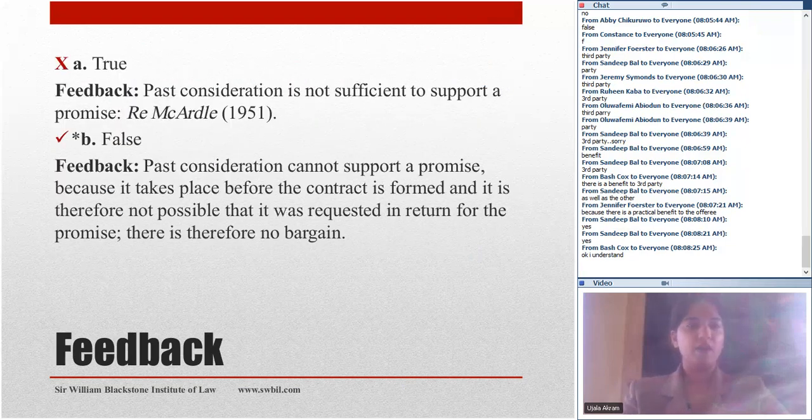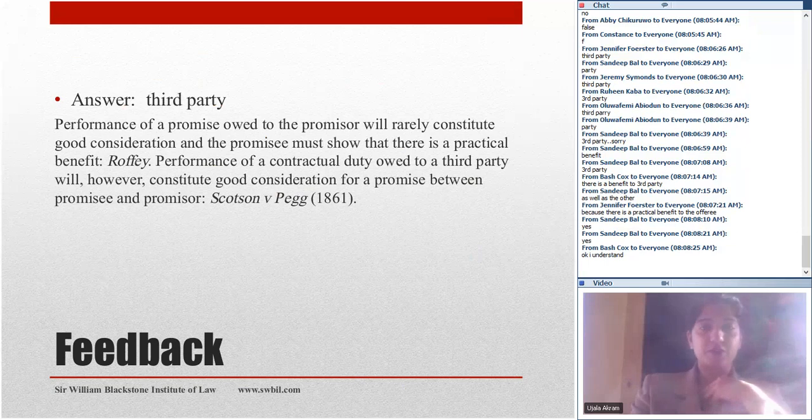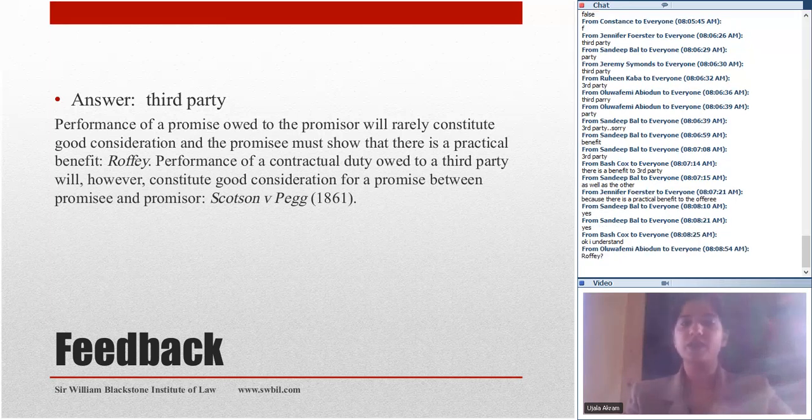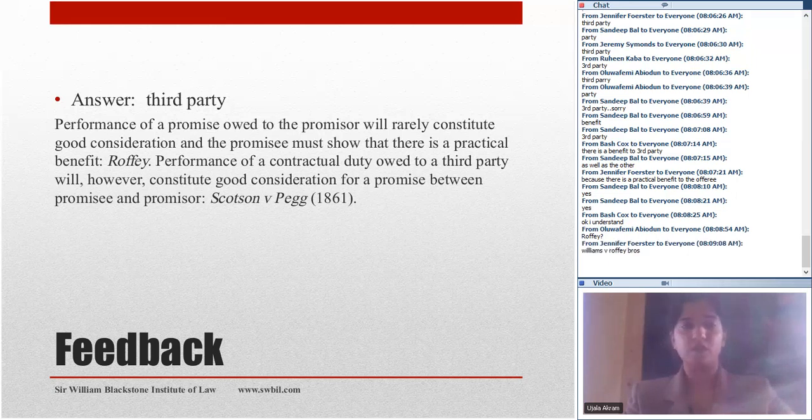And our cases for the third party, what are the cases for third party? Stockton versus Peg. Right? So a performance of a promise owed to the promisor will rarely constitute good consideration, and the promisee must show that there is a practical benefit, as in Rocky Brothers. That is our case for a promise owed to the promisor, to the offerer. And the performance of a contractual duty owed to a third party will, however, constitute good consideration for a promise between promisee and promisor. Stockton versus Peg is your case for contractual obligations owed to a third party.